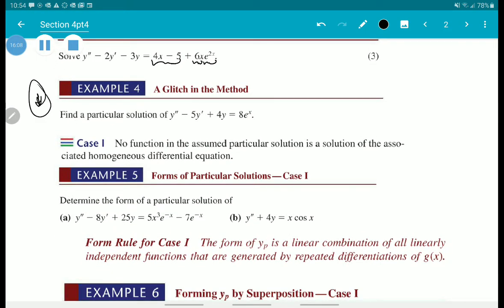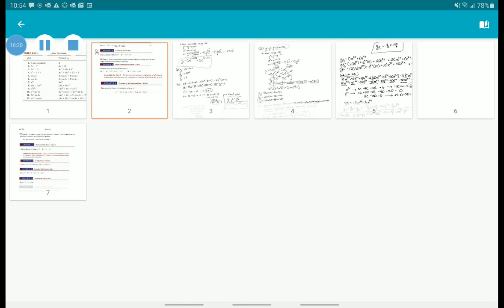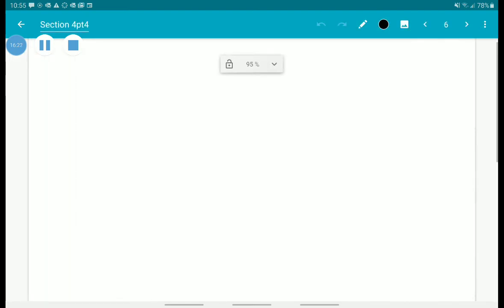So now that we feel really comfortable with that, let's look at example 4. In example 4, we're going to see that there's a little bit of a glitch in our assumption here, and we're going to have to make a tweak to fix that glitch.